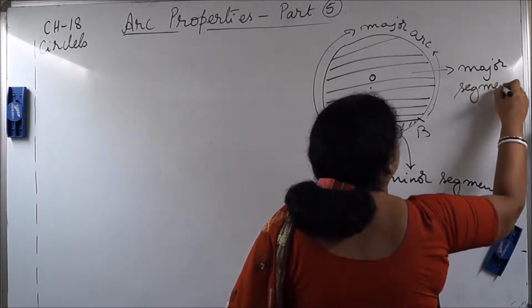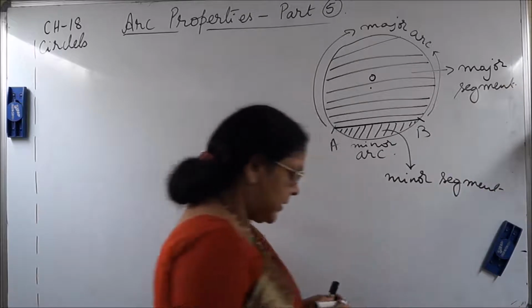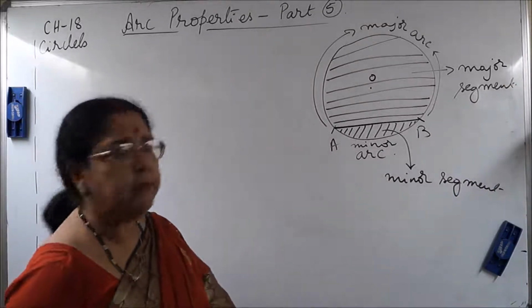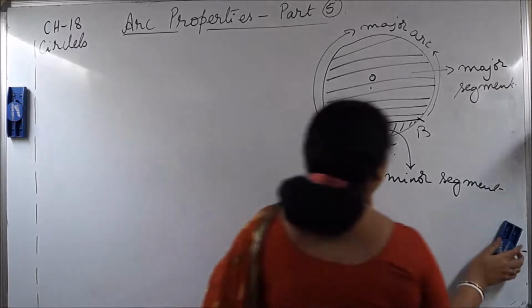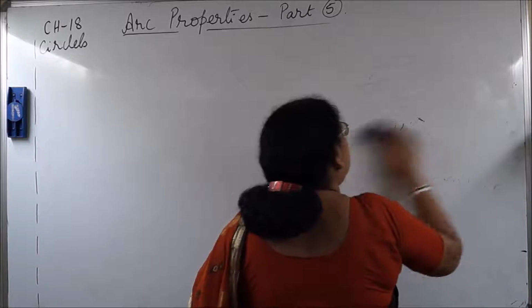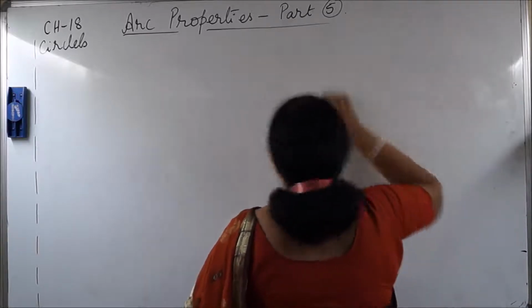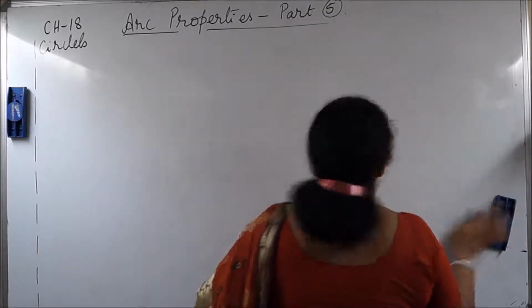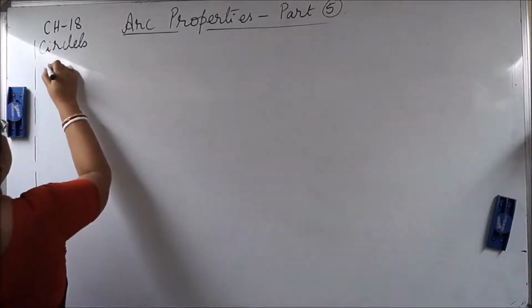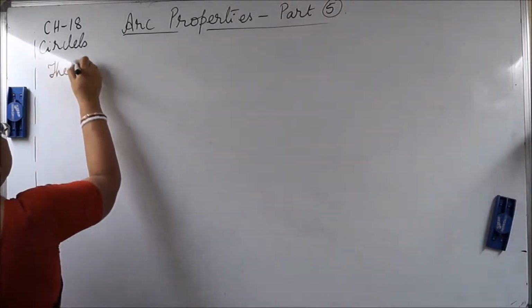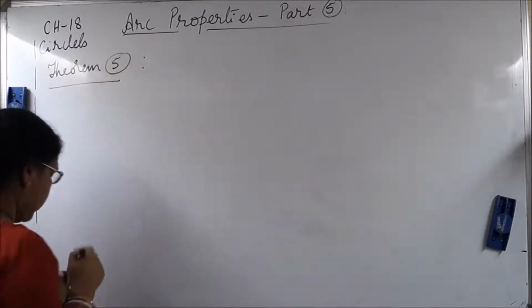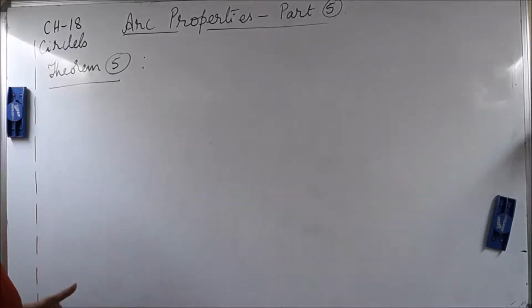Now with this knowledge, let us start learning the next theorem related to arc properties. As I told you, according to our convenience, we will be numbering it as 5. Now, what does this theorem say?